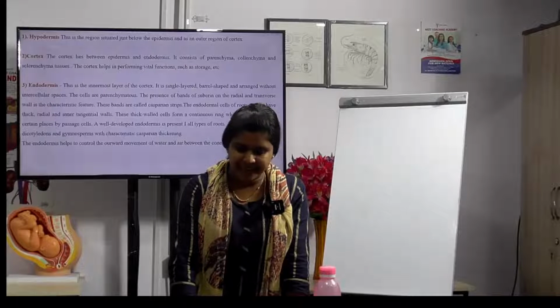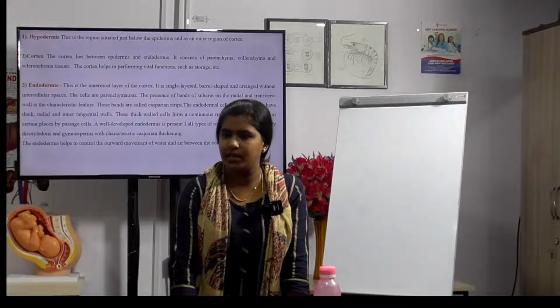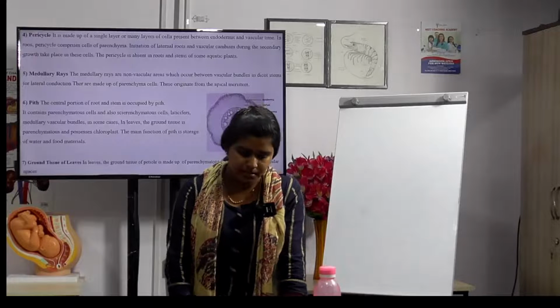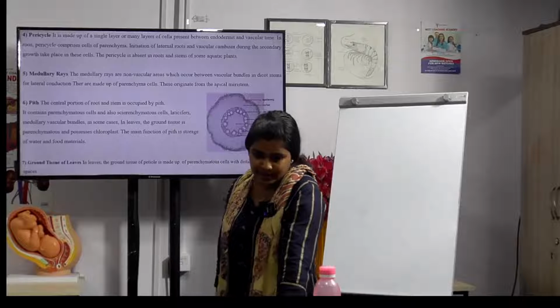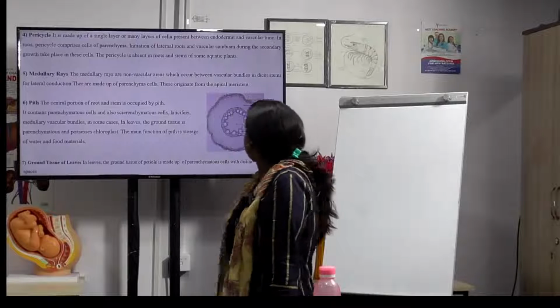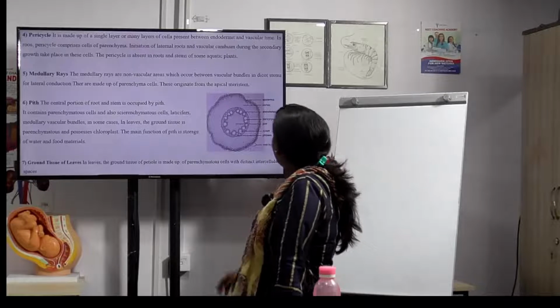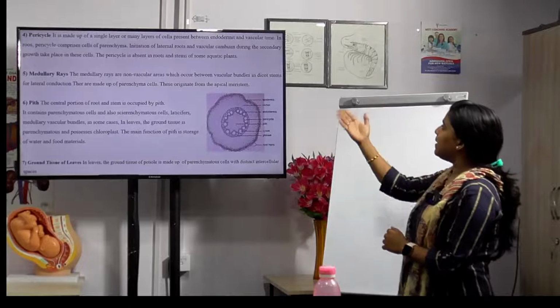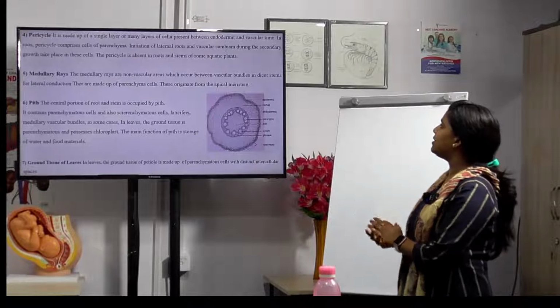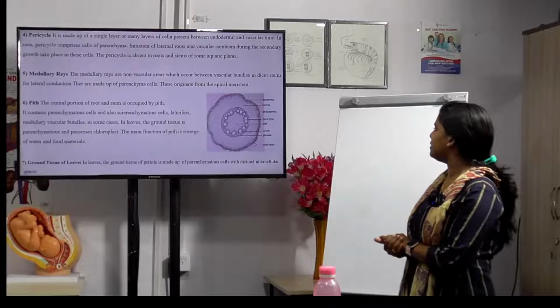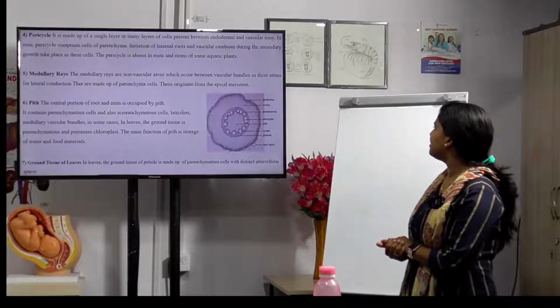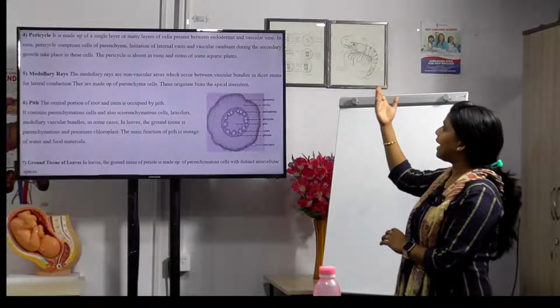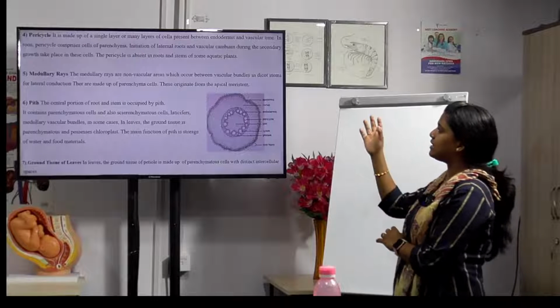Bands on the radial and the transverse wall are called Caspian strip bands. Okay, another is pericycle. Where is pericycle? Pericycle is made up of a single layer and sometimes many layers of cells present between the endodermis and the vascular tissue. And in roots, pericycle comprises cells of parenchyma.